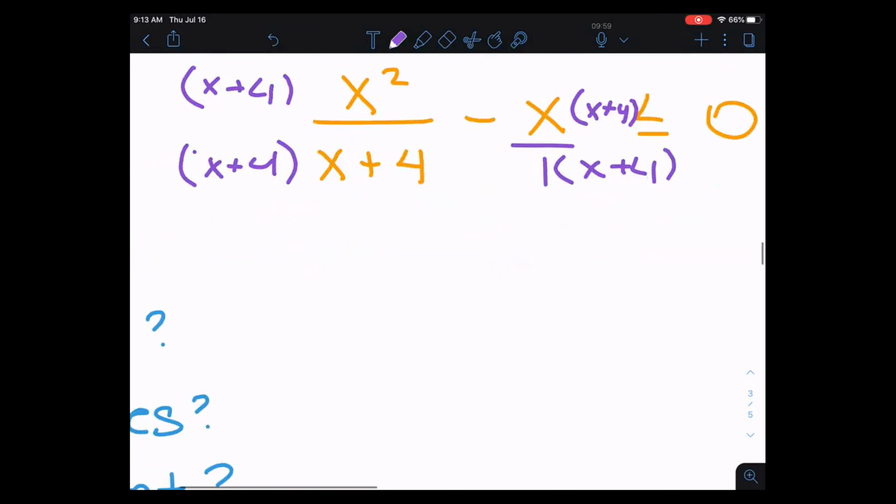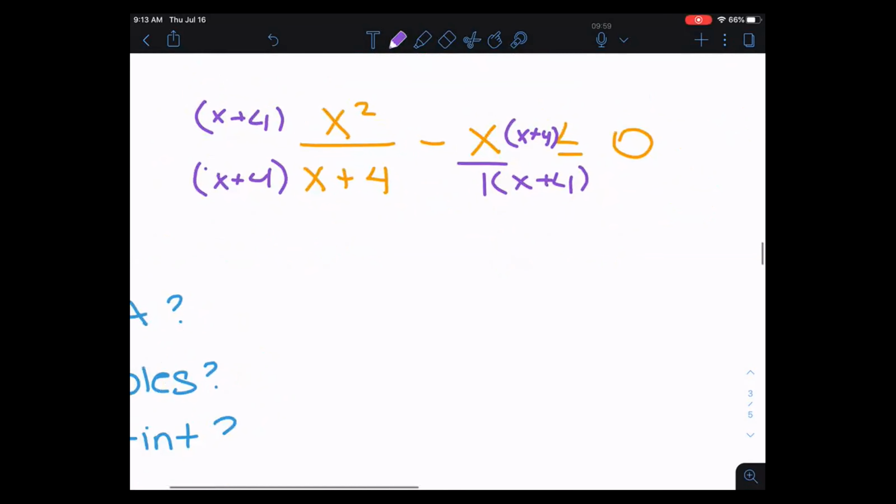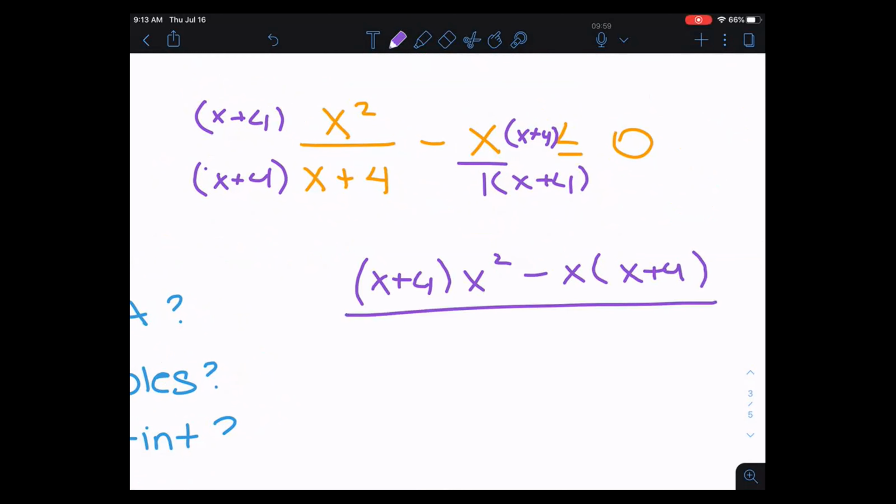And now we can distribute. Actually, we don't have to distribute in the denominator, but we have to distribute in the numerator, and I will show you why in a minute. So we have x squared minus x times x plus 4, all over x plus 4.